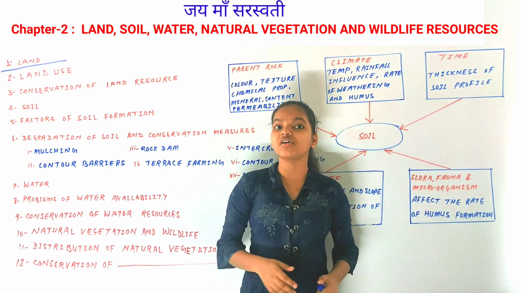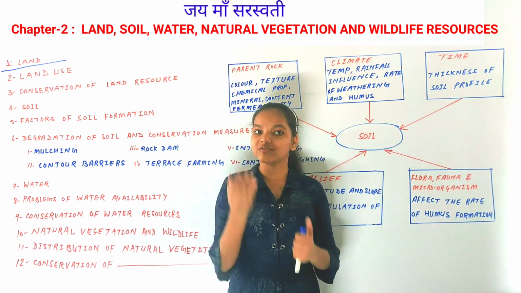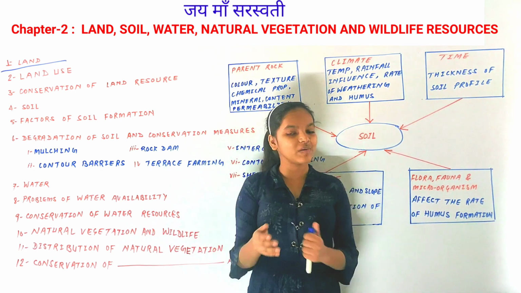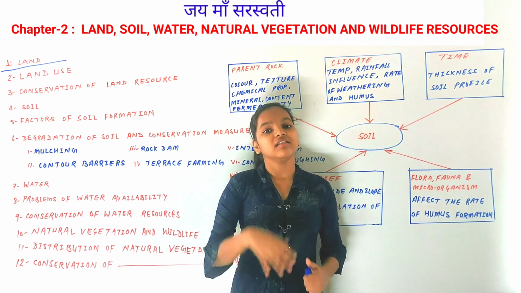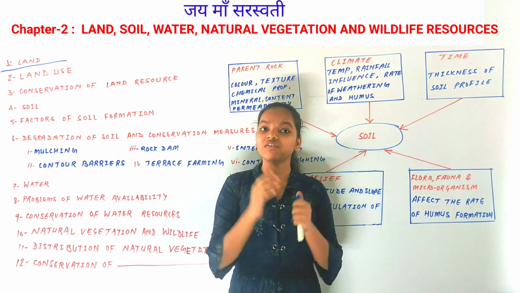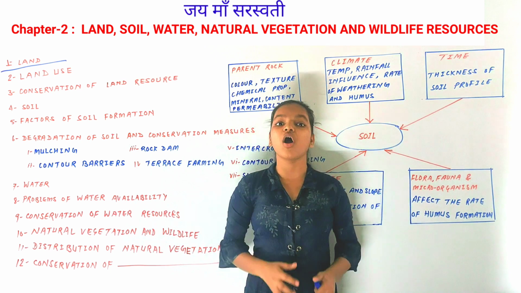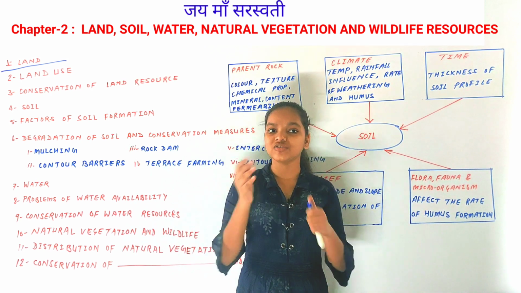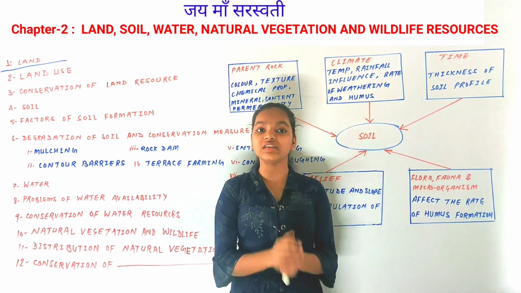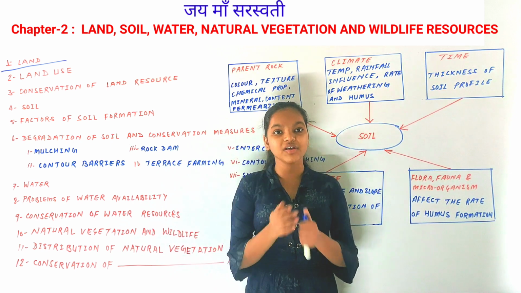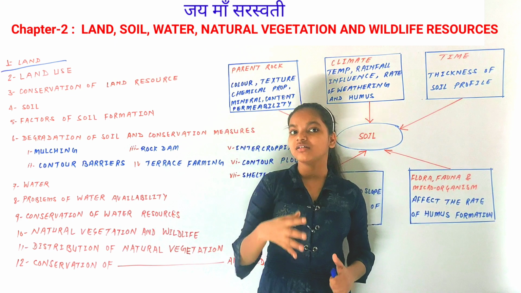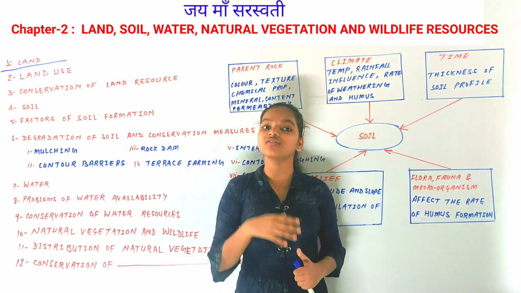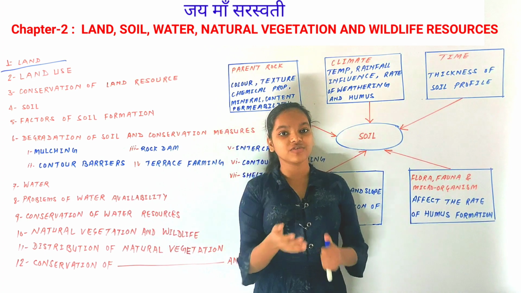This is because of topography, because of soil, because of the land. The qualities of land differ from place to place, and because of that there is uneven distribution of population all over the world. So land is one of the resources, and it covers only 30% of Earth's surface. The qualities of land differ from place to place because of topography and soil.